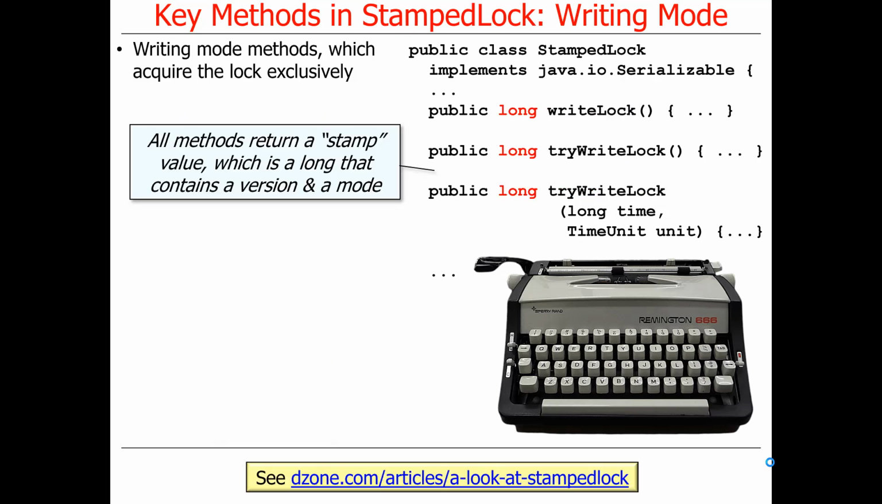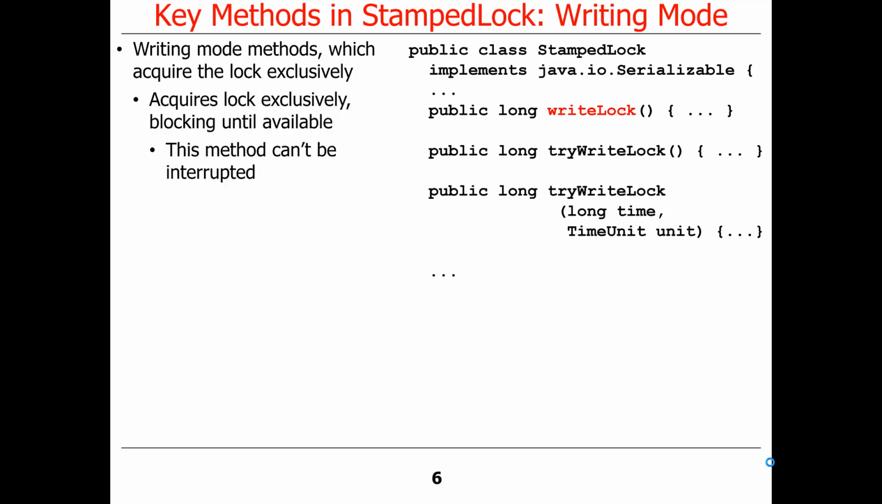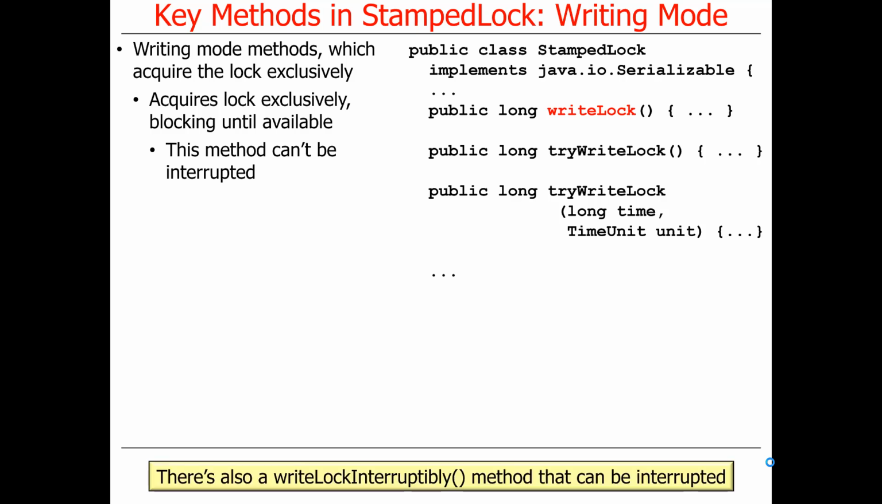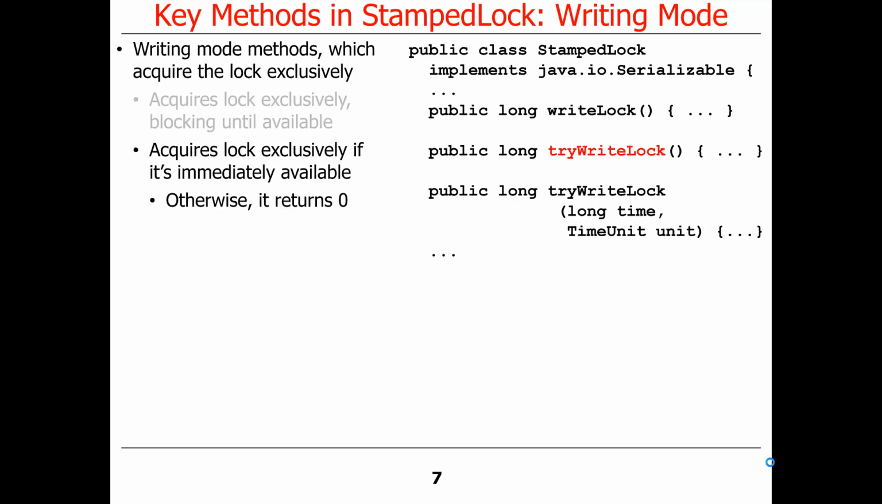All three of the writing mode methods return a stamp value, which is a long that contains a version and a mode encoded into the long. The writeLock method acquires a lock exclusively, blocking until it's available. This method can't be interrupted. There's also a writeLockInterruptibly method that can be interrupted.